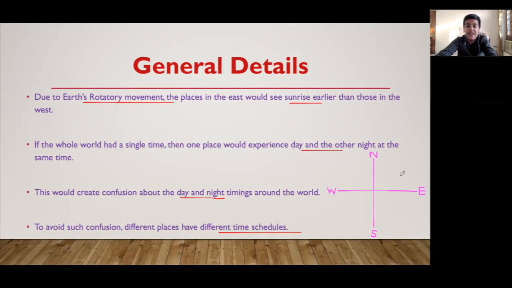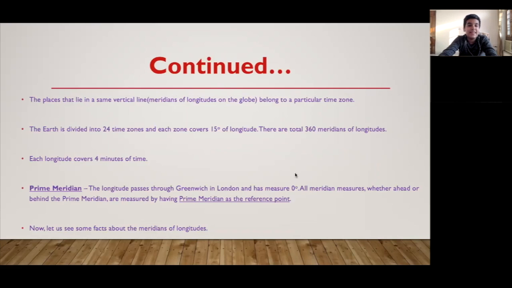Over here, a direction chart has been shown: north, south, east, and west. Top is north, bottom is south. This right side is east, and this left side is west. The places that lie on the same vertical line belong to a particular time zone, and this vertical line has a special name, which is meridians of longitude.